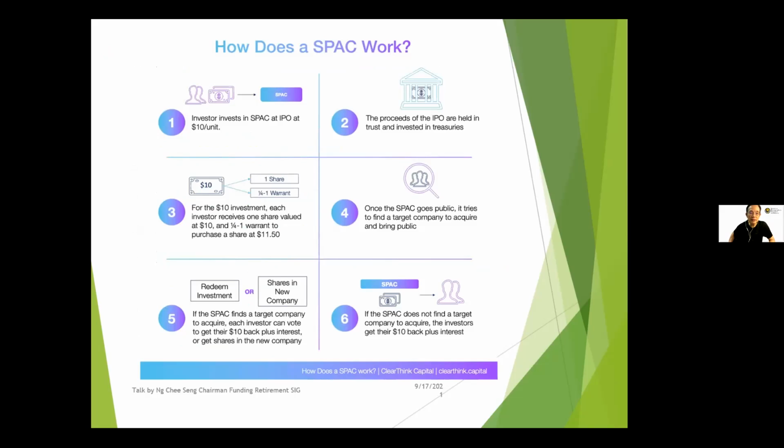So first, the investors can buy in the SPAC share at an IPO at on average about $10 per share. When you buy into the SPAC company, they will collect the money in the IPO and put it into a trust. While they are going to secure the target company to list, the trust money will be invested in some sort of bonds or treasuries. So for the investor, that's item 3.